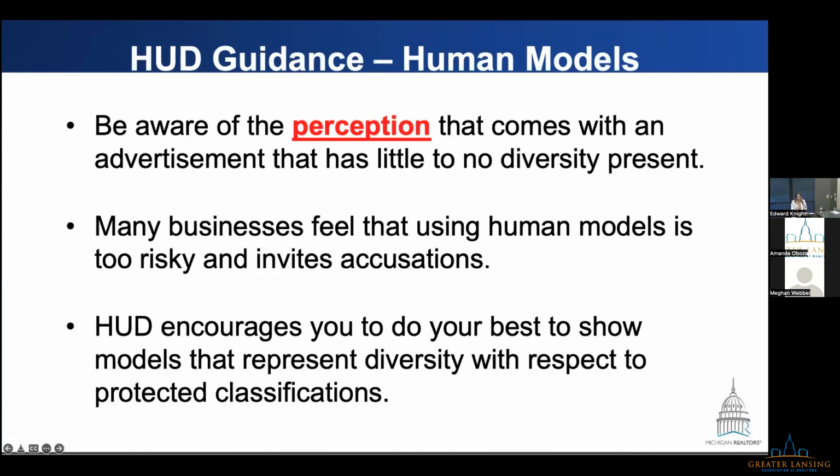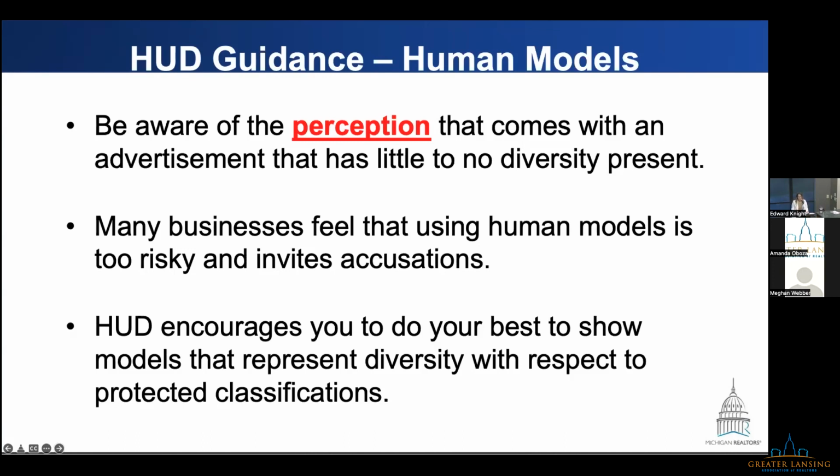If you do use human models in other forms of advertising, again, I would encourage against it. But if you do, I would do my best to paint a true picture of the business and show diversity.